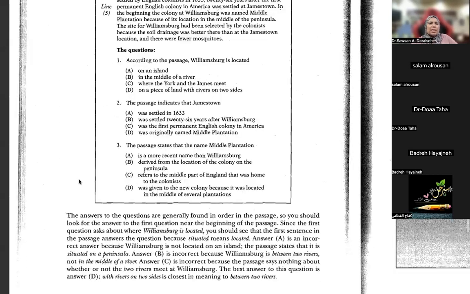This information you can easily get from where? From the passage. Just go and read step by step and try to find the thread and make sure that you are getting the answers correctly. The last question: the passage states that the name Middle Plantation, where did this name come from? Is it a more recent name than Williamsburg, or derived from the location of the colony on the peninsula?